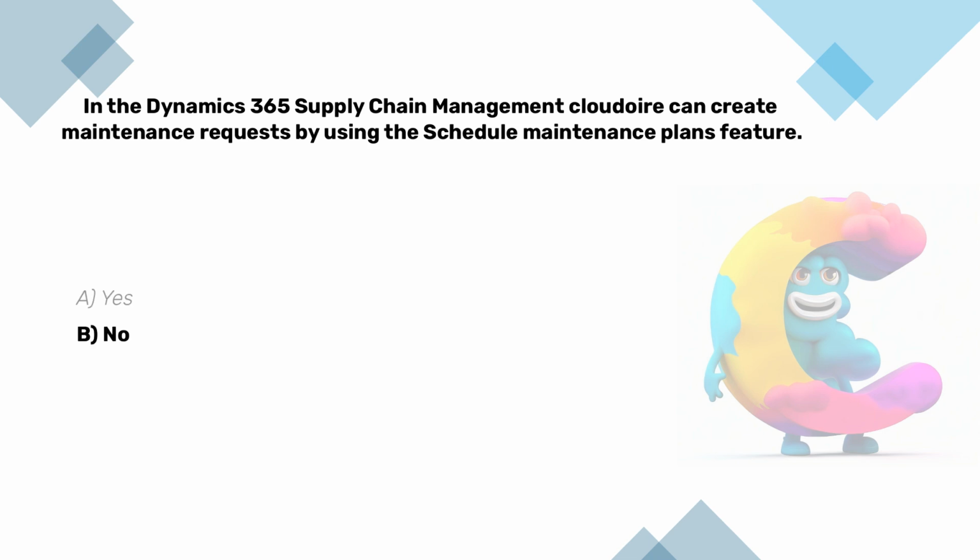No. While you can create maintenance requests manually or through other methods, there is no specific Schedule Maintenance Plans feature in Dynamics 365 Supply Chain Management that allows creating maintenance requests. You can assign maintenance workflows that have a specific skill to work orders and maintenance requests.